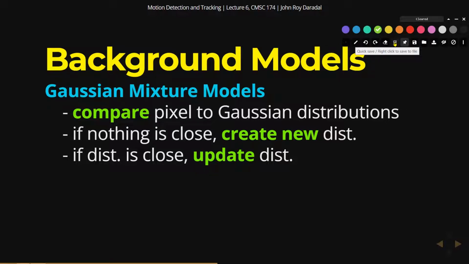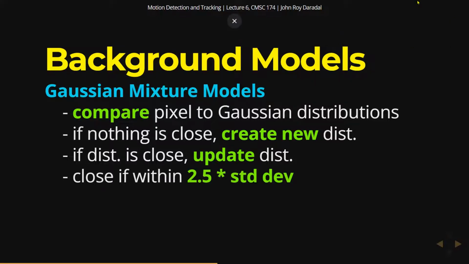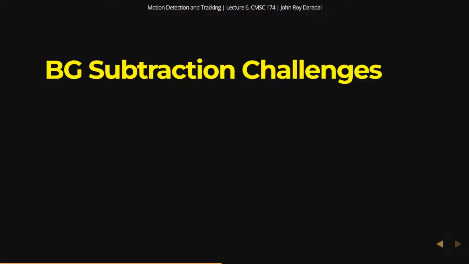And then, how do we determine if it's close or not? If it's within 2.5 times the standard deviation of the Gaussian distribution, then we consider that a match. It will be considered part of the background if it matches at least one of the distributions. But if it doesn't match any, then it's part of the foreground. Okay, so those are the background models.